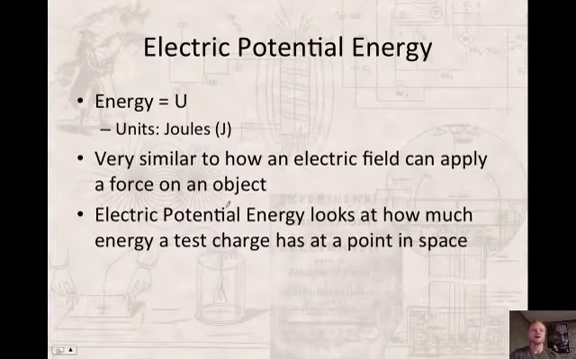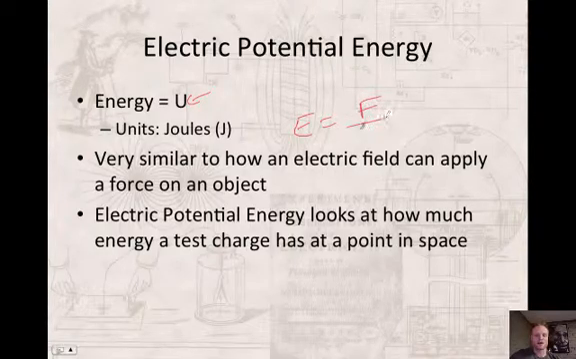Okay. So what is electric potential energy? Electric potential energy is usually abbreviated with the symbol U, and it is also in joules, which is abbreviated with J. Those are the units of energy. It's very similar to how in the previous chapter we talked about electric fields and how electric fields could apply a force on an object. If you remember, we had an equation, E equals F over little q, and this force was the force that the electric field was applying on little q. Electric potential energy looks at how much energy a test charge has at a point in space.